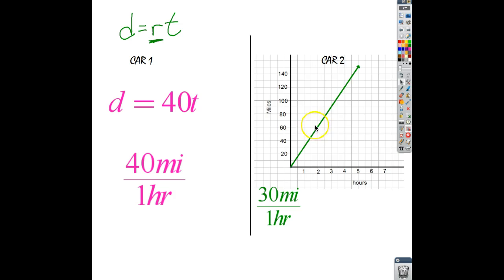And if I wanted to look at this on the graph, what I could do is look at this on the graph, and I could see that the pink line here is car 1, right? Pink is car 1.